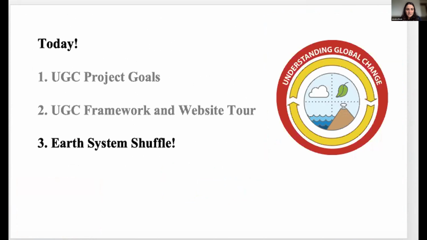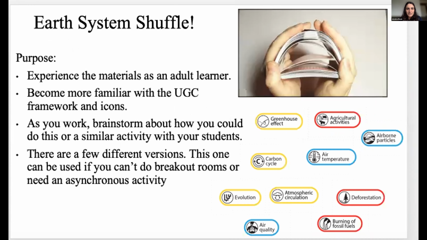But the last thing I just want to do today is have you, again, further experience the materials through playing this game that I like to call Earth System Shuffle. So again, the point is that you can become a little bit more experienced with the resource, with the different icons and looking at the Earth scene and the framework. And so you could also be thinking about how you might do this activity with your own students.